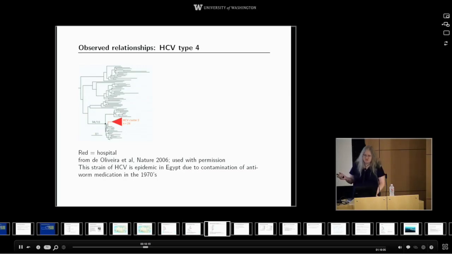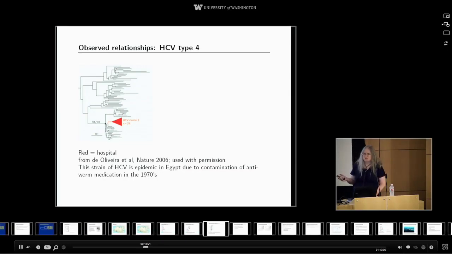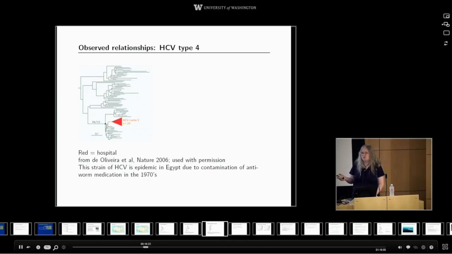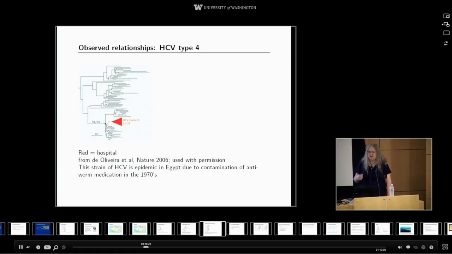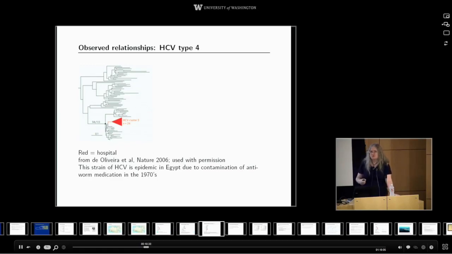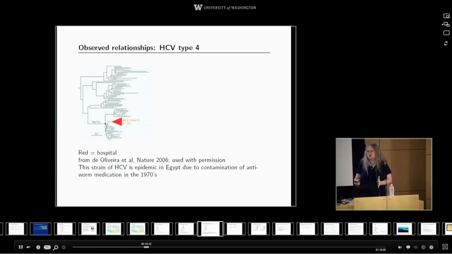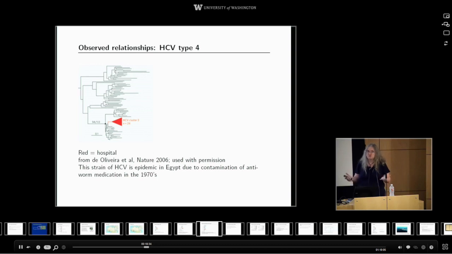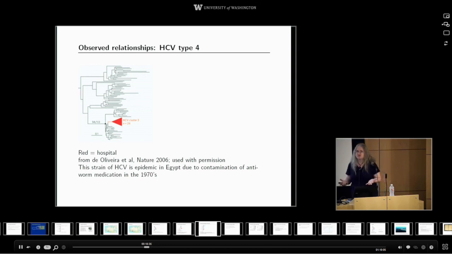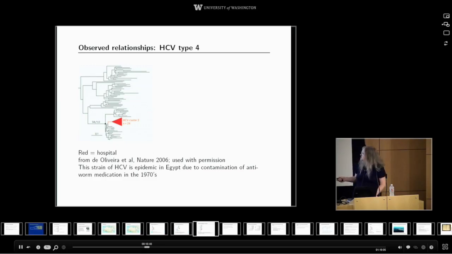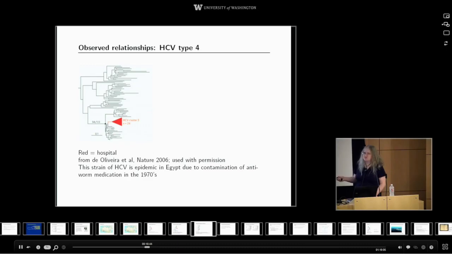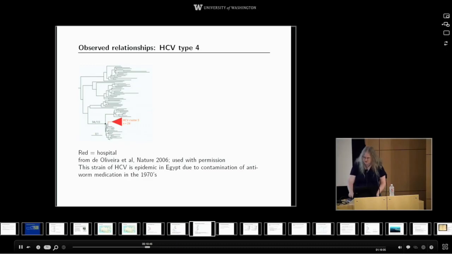This strain of hepatitis C has an interesting and somewhat tragic history. It's not common worldwide, but it's extraordinarily common in Egypt, because in the 1970s, some anti-worm medication broadly distributed across Egypt was, unbeknownst to anyone, infected with hepatitis C. So that set off a local epidemic. But there are Egyptian sequences in this tree, and this is not a random sample from Egypt. This is a single origin again.